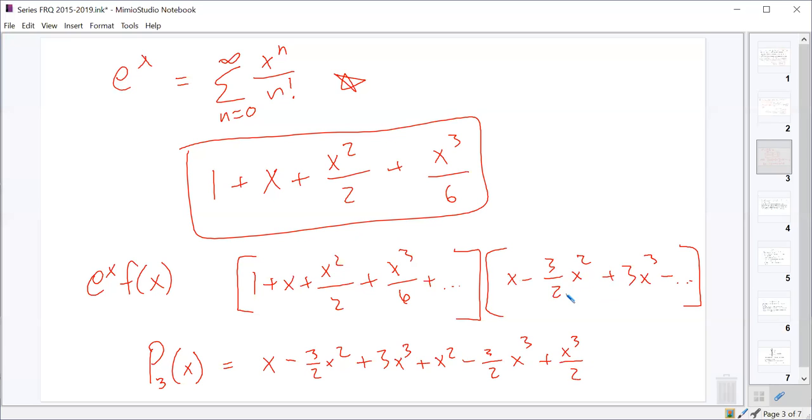And we should then just be able to say that it is x minus 3/2 x squared plus x squared. That'd be minus 1/2 x squared. And then if I combine all my cubes here, I've got 3 minus 3/2 should be 3/2 plus a half should be 2. So plus 2x cubed. And that is our third degree Taylor polynomial for e to the x times f of x.